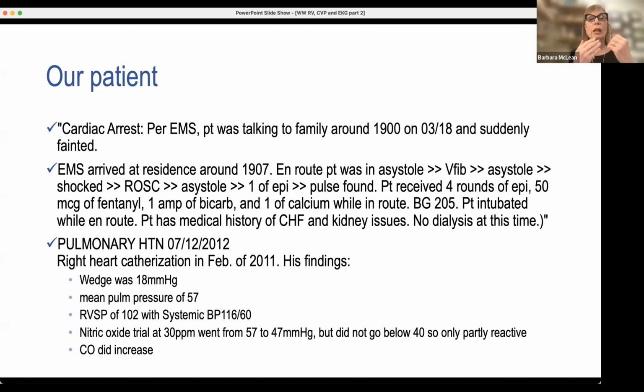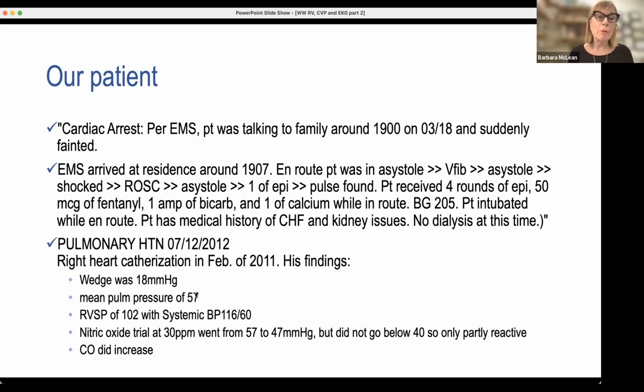But when she comes to the hospital, we look back at her history in 2011. So this is just a couple of weeks ago. This was 3/18. Her right heart cath in February of 2011: wedge was 18. Mean pulmonary pressure was 57. So the left heart looked okay, but the mean pulmonary arterial pressure was 57. Okay. Right ventricular systolic pressure was 102. Now, your right ventricle normally generates a pressure of 20 to 30. Your pulmonary artery systolic pressure is typically 20 to 30.